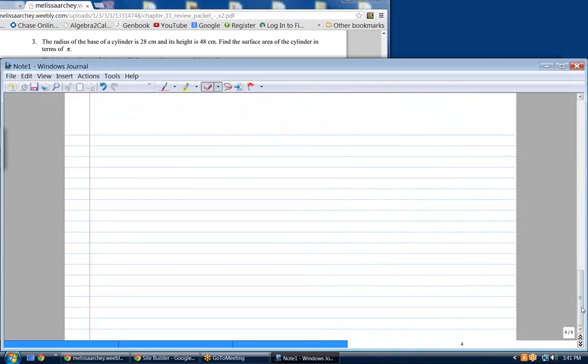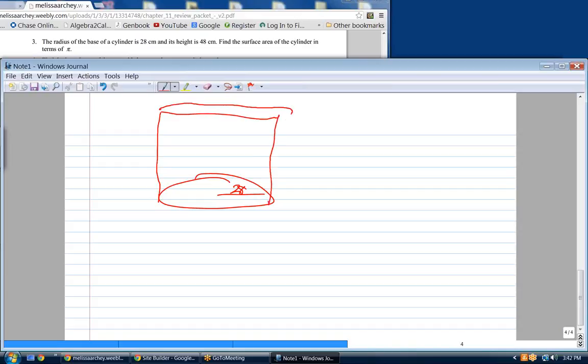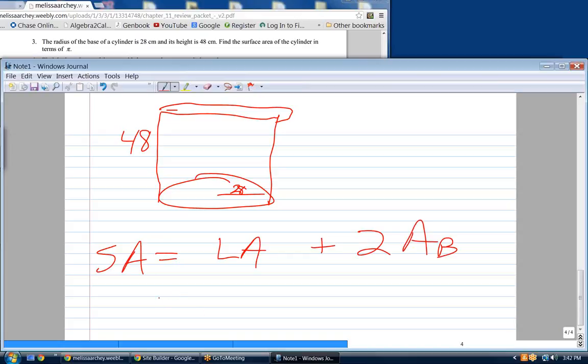Okay, here we have the radius of the base of a cylinder is 28. So this is the same problem as before, only different numbers. Here's our soup can. Radius is 28, height is 48. So the surface area is what? The lateral area plus 2 times the area of the base. Okay, well, what's the area of the bases?